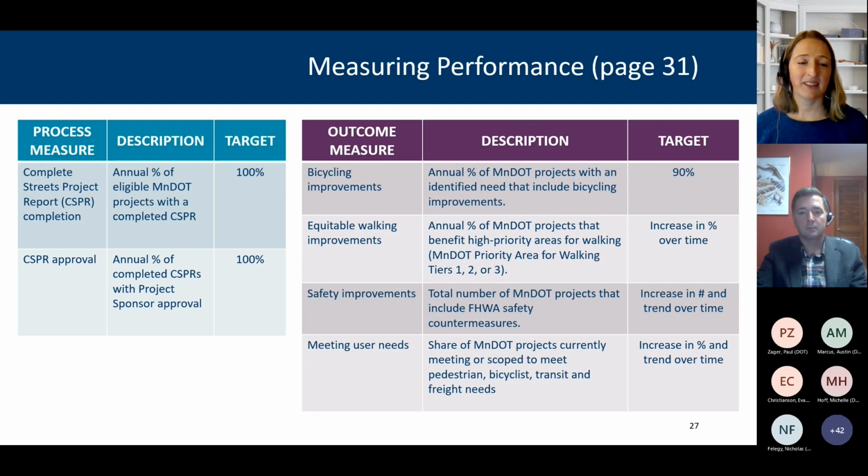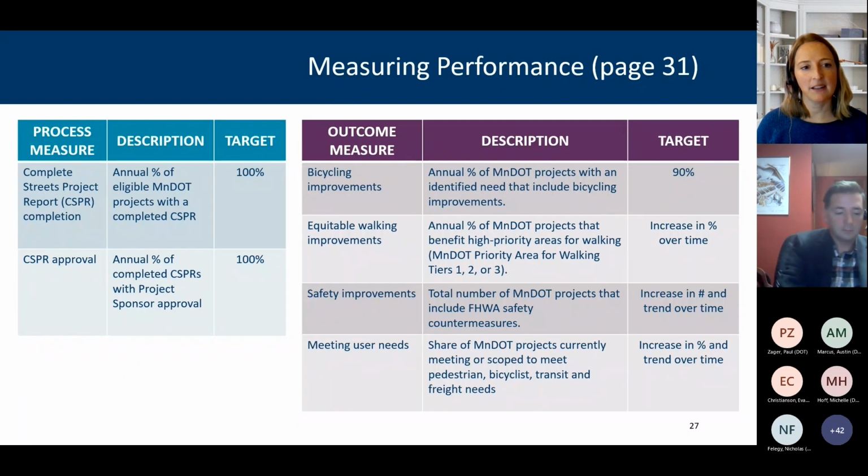So process measures, we need information to report on. So we want to make sure that all of our eligible projects have completed a Complete Streets project report. So that's something we're tracking. And then we'll also be tracking project sponsor approval to make sure that we know the right folks are seeing all of these reports at the right times.